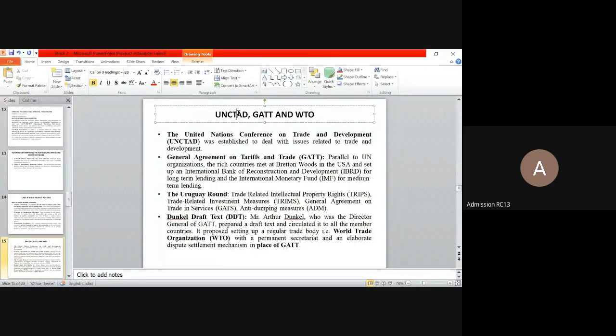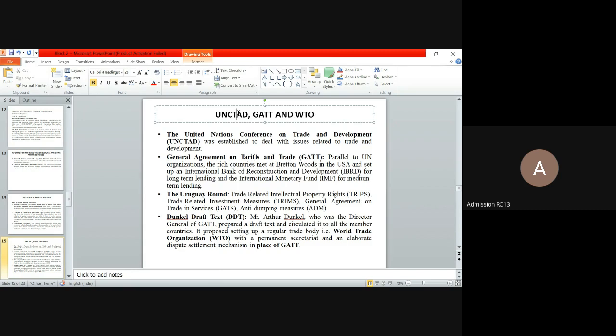So UNCTAD was established to deal with issues related to trade and development. The United Nations Conference was set up, and the members of UNCTAD can take advantage of whatever benefits or assistance UNCTAD gives. And GATT is nothing but the agreement made under the Bretton Woods system, after World War II.